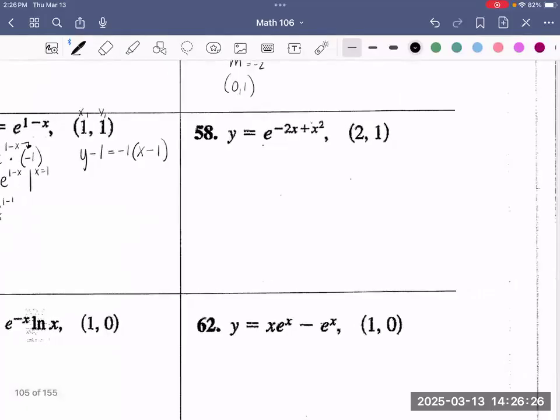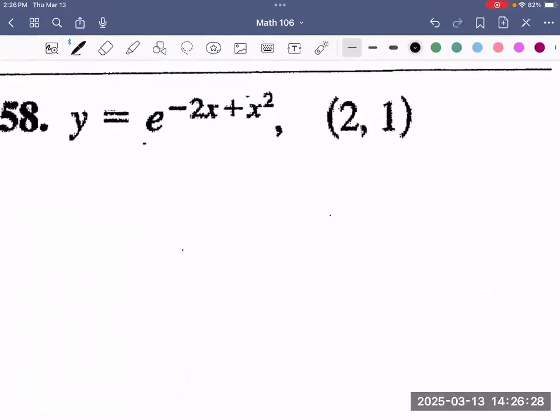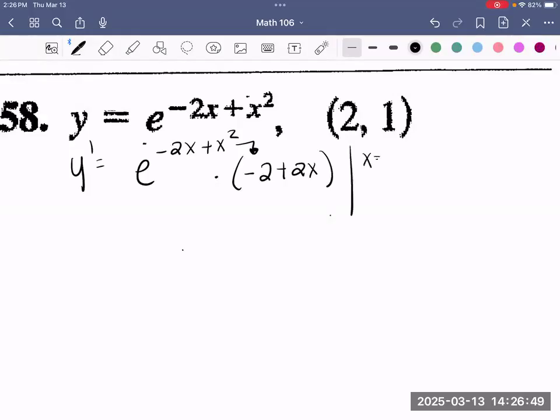Let's do another one. So here, the derivative is e to the negative 2x plus x squared. Then go ahead and chain rule it by taking the derivative of your exponent. That would be negative 2 plus 2x. So this is your slope. And now we want the slope when x is exactly 2. So let's go ahead and work that in.